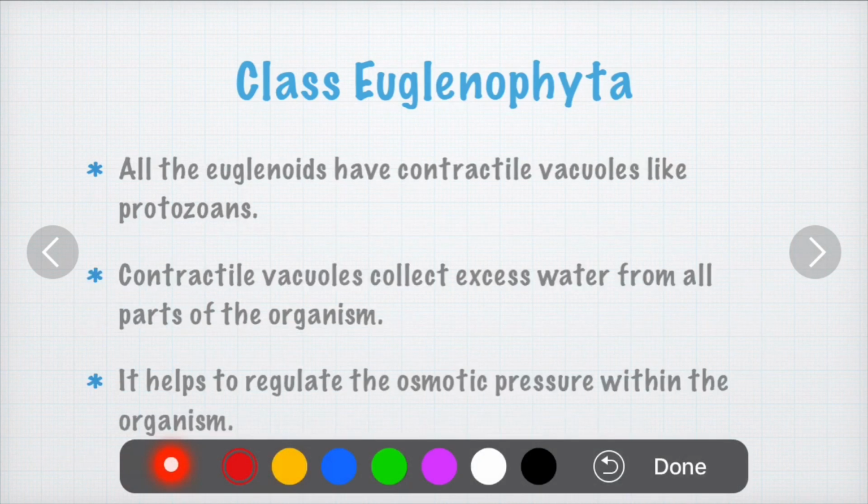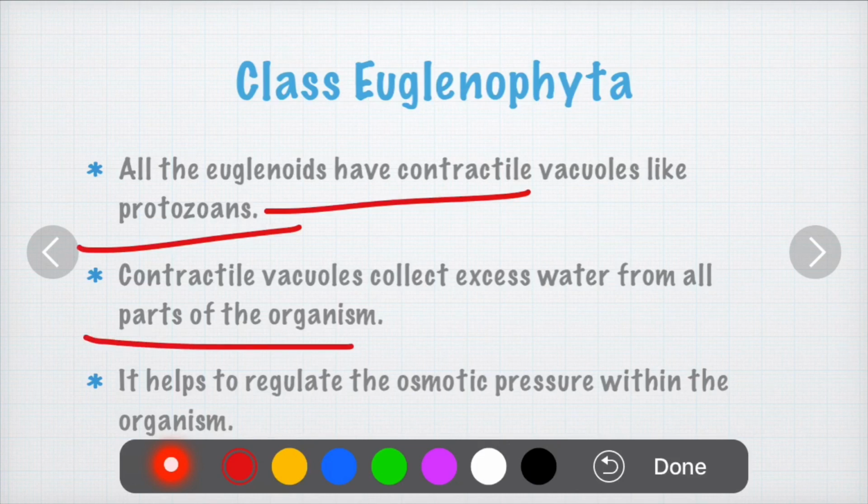The euglenoids have the contractile vacuole. As I said already, they have a contractile vacuole, as in the case of protozoans and animals. The contractile vacuole helps to collect excess water from all parts of the organism. So if there is any excess water present inside the body of the organism, it will be balanced with the help of the contractile vacuoles, which also help to regulate the osmotic pressure within the organism, so it can balance the water percentage inside and outside the organism if the organism lives in marine water.